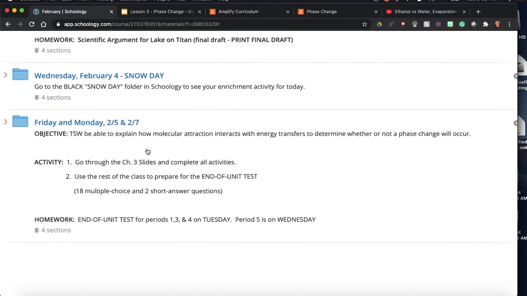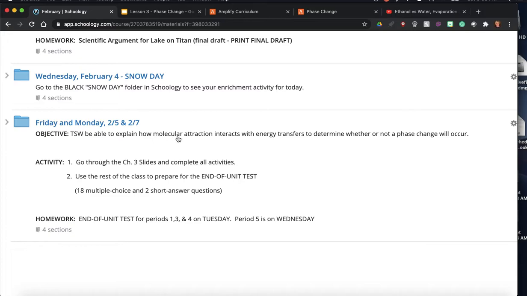All right, today the student will be able to explain how molecular attraction, this is a new vocabulary word you're going to have today, how molecular attraction interacts with energy transfers to determine whether or not a phase change will occur. I have a really good sense that you all understand what happens on a molecular level when there is a phase change. And so the only piece of the puzzle that you're missing is understanding this phrase, molecular attraction, and what part that plays in an energy transfer.